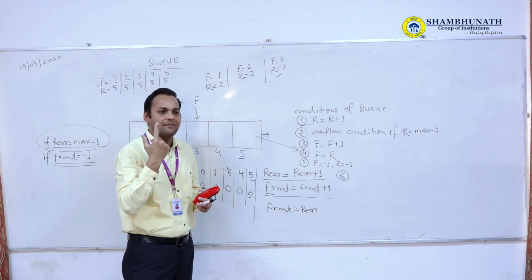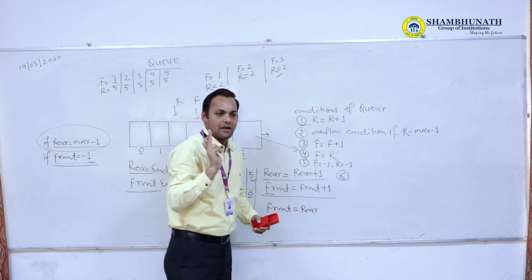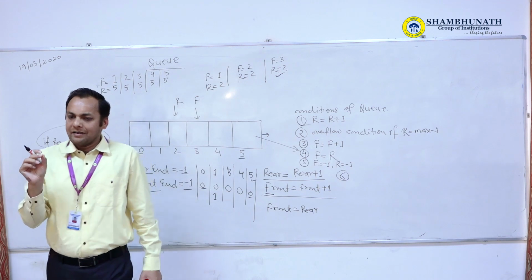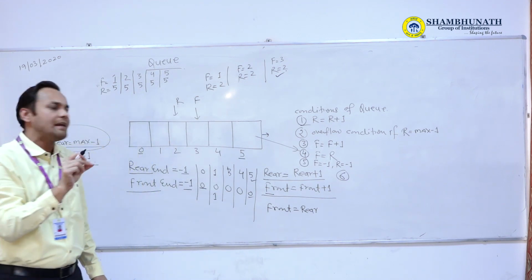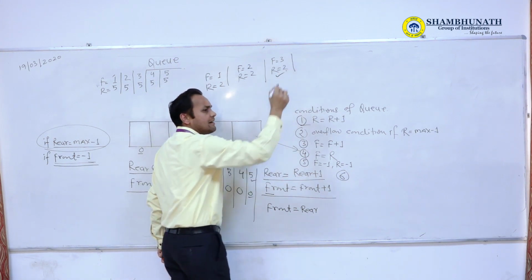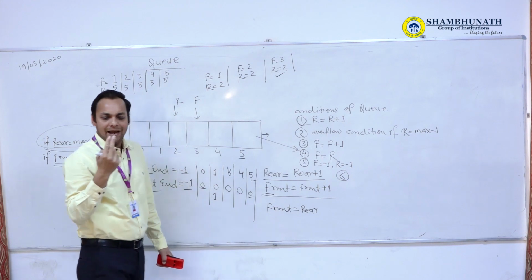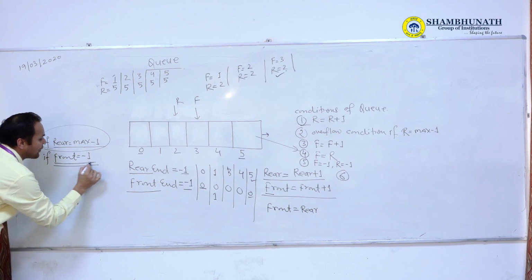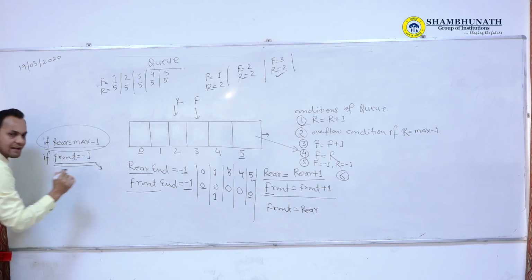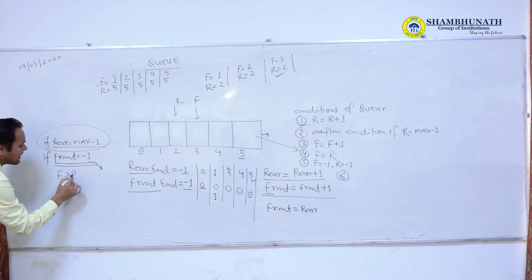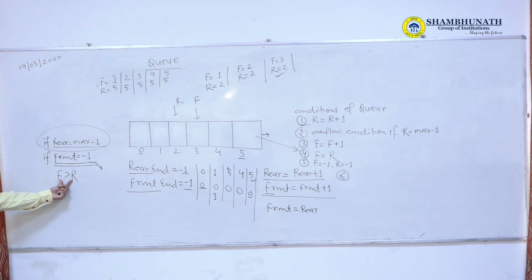That means two conditions of the underflow condition. Very important: front is never greater than rear in the case of a simple queue. These conditions represent the underflow condition. That means two conditions of underflow. One is if front equals -1, that represents the underflow condition. And the second one is front greater than rear. This condition also represents the underflow condition.